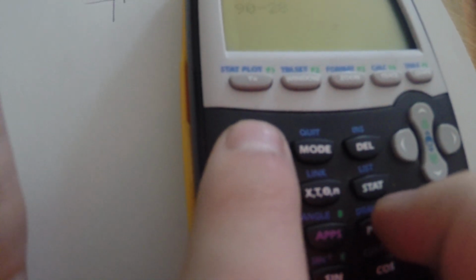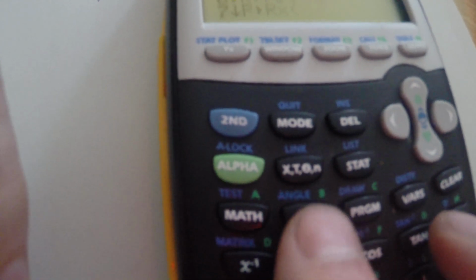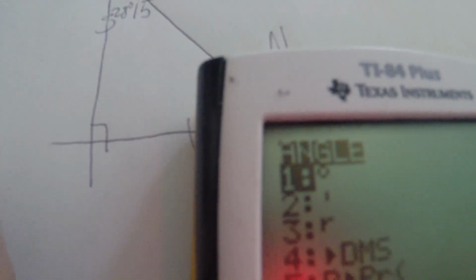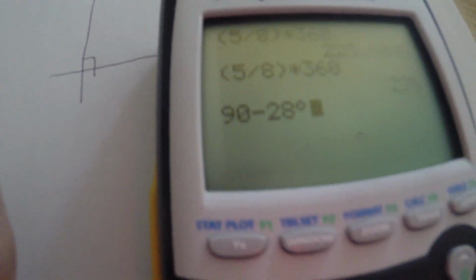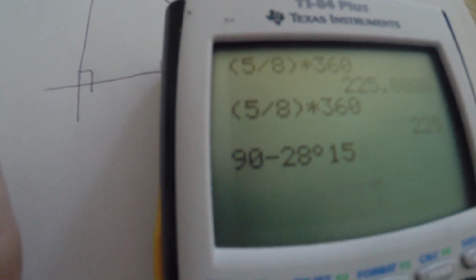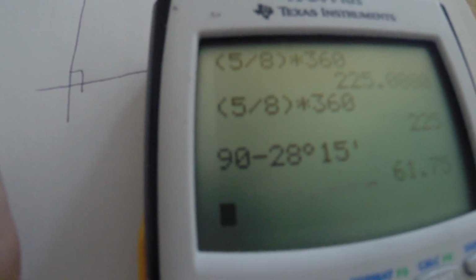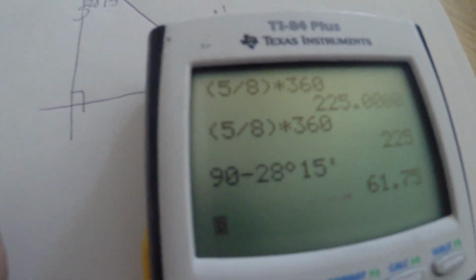Now notice what I'm doing here. Second apps. Apps right here, because when in blue, you see you have angles. I'm going to punch in degrees. And then I'm going to type in 15 second apps minute. Enter. Gives me 61.75. Okay.